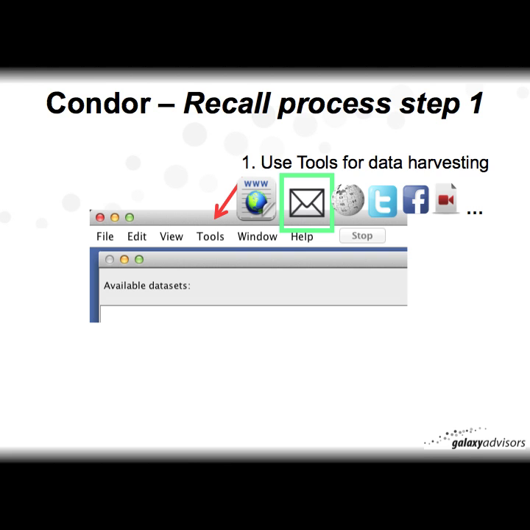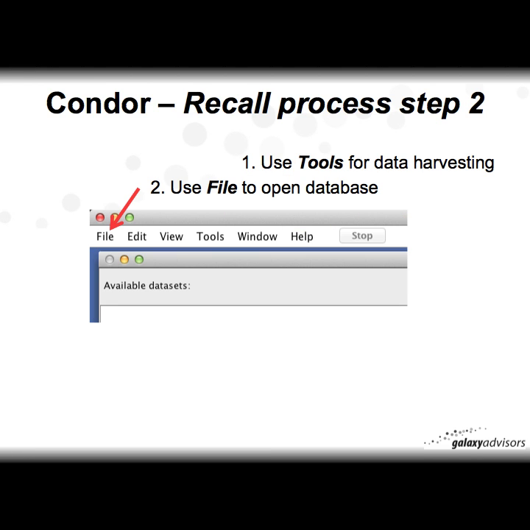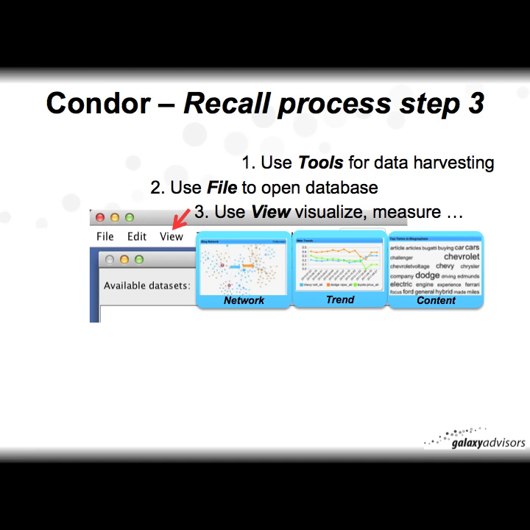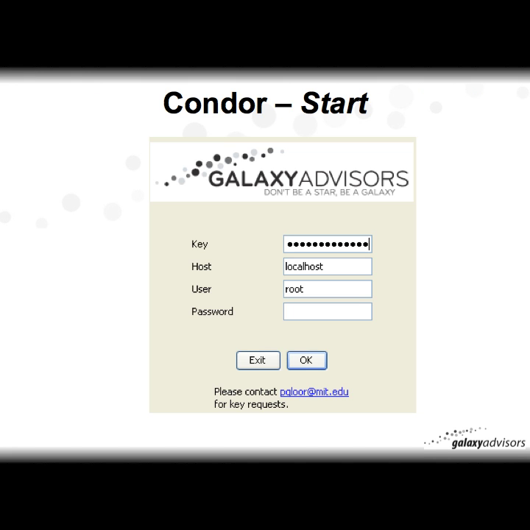So let's recall the overall process steps. We're going to use the Tools menu on Condor for data harvesting. In this particular one, we're going to select the Mail Collector. We're then going to save that mail into a database. The second step, we're going to use the File command to open that database. And then third, we're going to use the View command to visualize the network, measure some of the trends, and analyze the content.